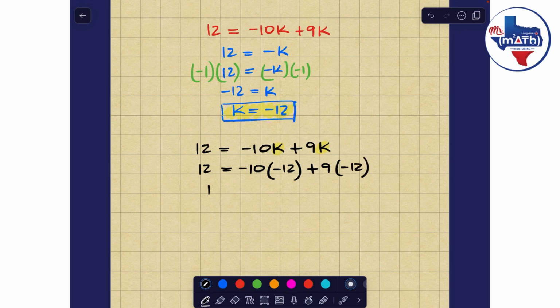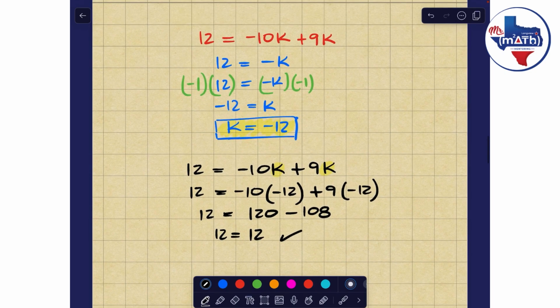So we have 12 equals negative 10 times negative 12, that is positive 120. Positive 9 times negative 12, that should be negative 108. So 12 equals 120 minus 108, that should be 12, which is true. Therefore, we have confirmed that the result of this equation should be k equals negative 12.